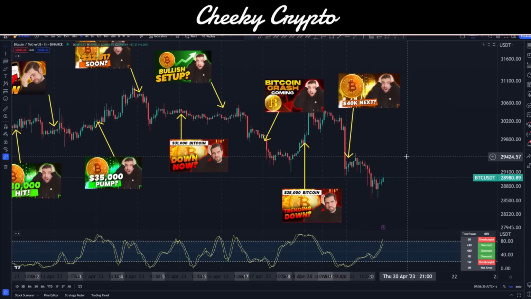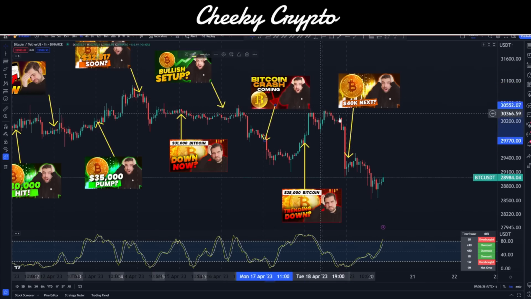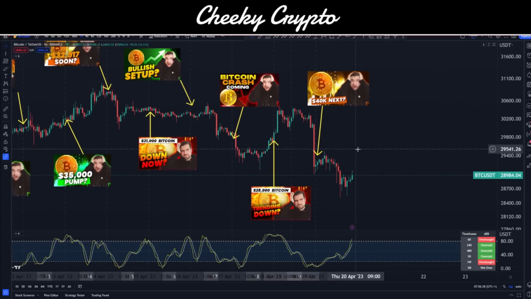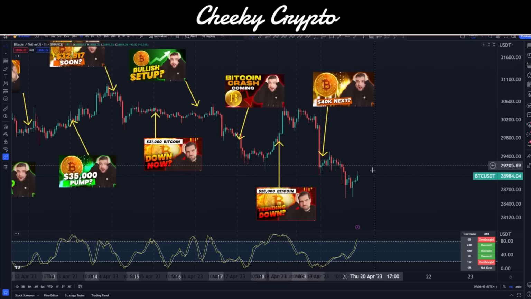Let's start things off by taking a look at the chart with all the thumbnails on it, just to keep everyone in the loop as to what is going on. So recently we've been talking about a need to come down towards $28,000 and well, we can see that we kind of did this, but we're going to talk a little bit about that.